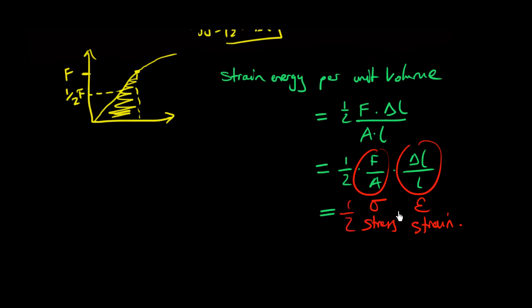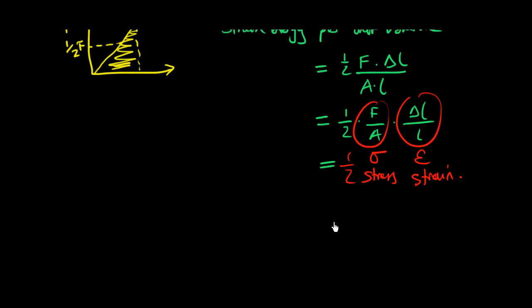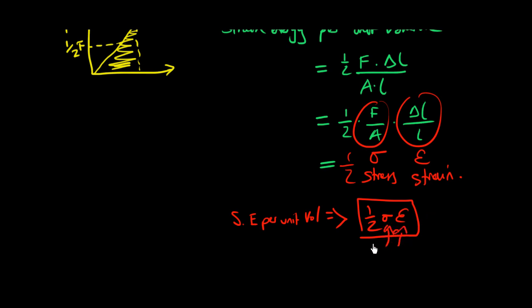So in other words, what we've just derived is that for a wire being stretched by a force F over an extension delta L, if we want to know the strain energy per unit volume, it is the same thing as saying 1/2 times the stress times the strain, which is great news, because a lot of times you already have the stress and the strain calculated from early parts of the questions, and then they ask you at the end, hey, what's the strain energy per unit volume? And then you can easily say, well, I already calculated these two, so I'm just multiplying this one by that one by a half, and I'll get the right answer.